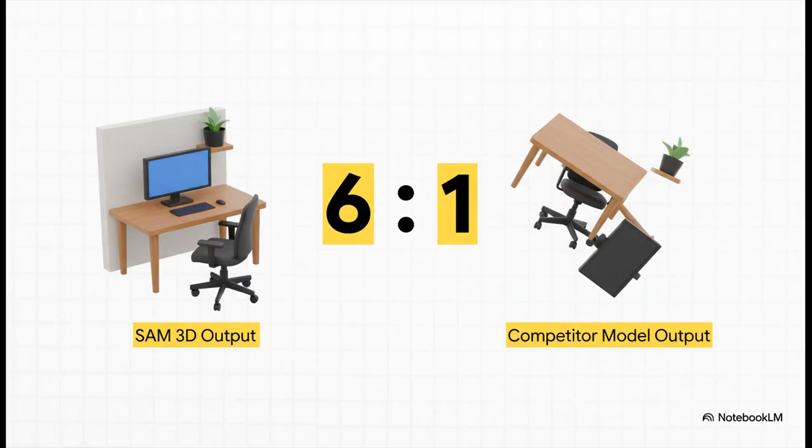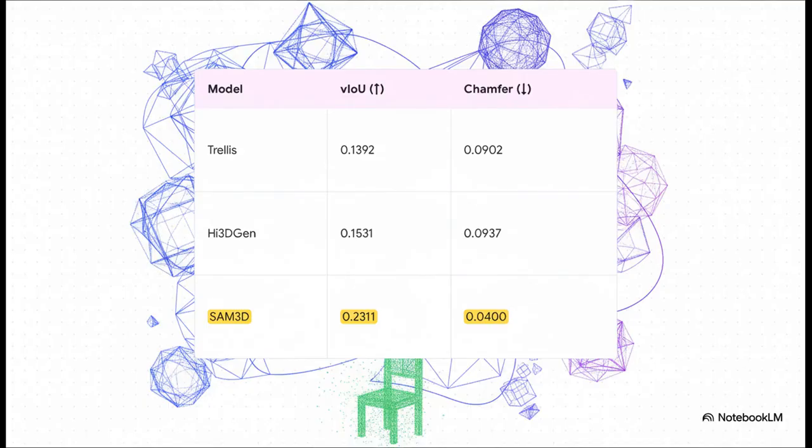And it gets even better. When they did the same test but for entire scenes, with multiple objects all interacting, that number jumped to 6-1. This tells you the model isn't just good at single objects, it actually gets how things are supposed to fit together in a real 3D space. The hard numbers tell the exact same story.